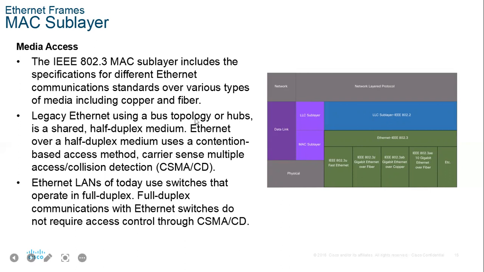Legacy Ethernet using bus topology or hubs is shared half duplex. These are more older topologies. They are more or less obsolete. Ethernet over a half duplex medium uses a contention-based access method, or carrier sense multiple access collision detection. So normally it will detect whatever collision. They're not as intelligent as recent full duplex connections.